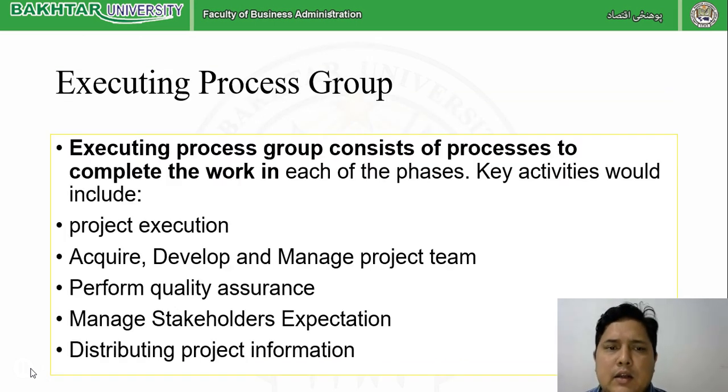And the third process group is the executing process group. This is the actual work. It means as per the plan, we have to do the action.